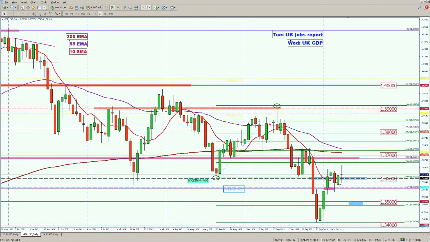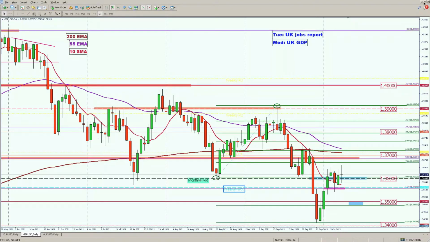Okay, so next week there's only minor news with the UK jobs report and GDP figure. Nothing major yet for the UK economy. But it's managing to perform better than the euro. So cross pairs like the euro pound will be dipping lower as the pound strengthens against it.